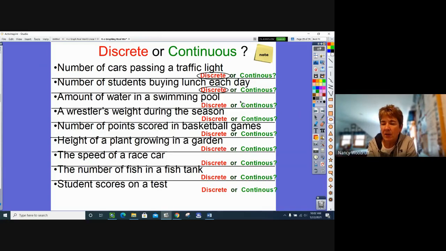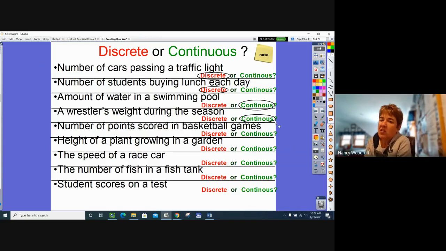Now, this one might help you realize the difference. That's continuous. As you put that hose in the pool and it goes up, it doesn't jump from being 12 inches to 12 and a half inches instantly. It has to go through all the measurements in between. How about a wrestler's weight during the season? That one would also be continuous. As you gain weight, you don't jump from 1 pound to the next pound. You have to go through all the partial ones in between.